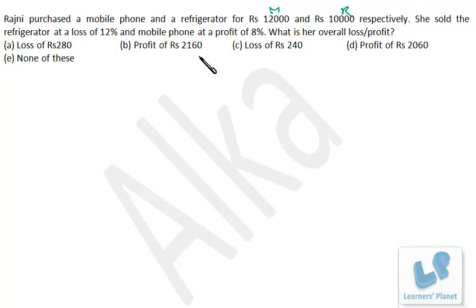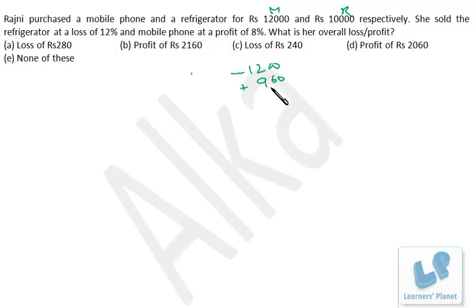Now we want the absolute loss and profit, so there is no need to go for any sort of calculations over here. You can do it mentally because it's very easy. So 10,000 rupees is the pricing of the refrigerator. On the refrigerator she is making a loss of 12%, that means 1200 is the loss, right? And on the mobile phone she is making a profit of 8%. That is 8% of 12,000: 12 8s are 96, that means 960 rupees she is making as profit, right?